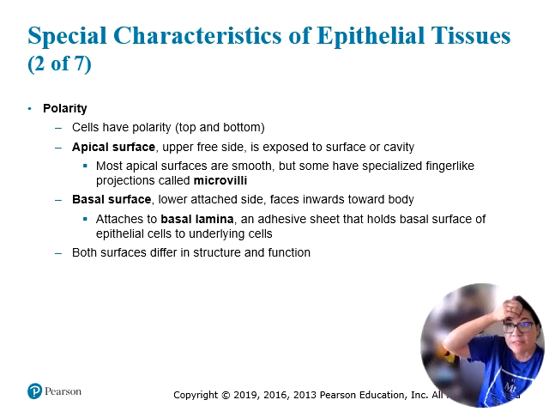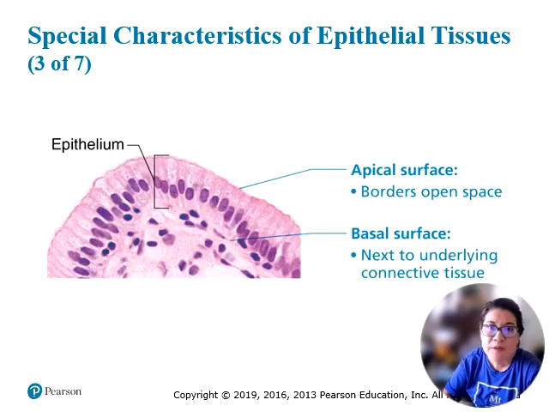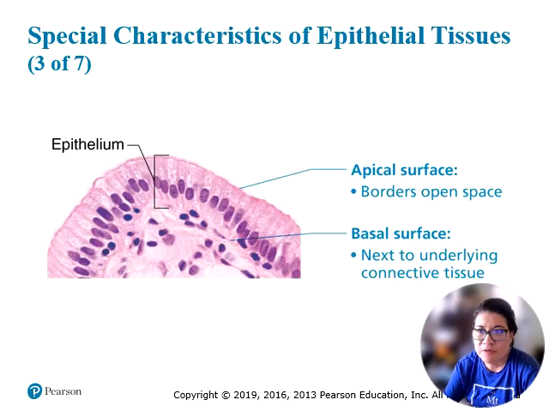The basal surface is the bottom surface, and that's towards the body. And it has basal lamina, a special surface, and then it connects to connective tissue. So you can see the apical surface at the top and the basal surface at the bottom. So when you're looking at these images, look for that so you can practice understanding those terms. And this top part is epithelium, and then below it would be connective tissue.